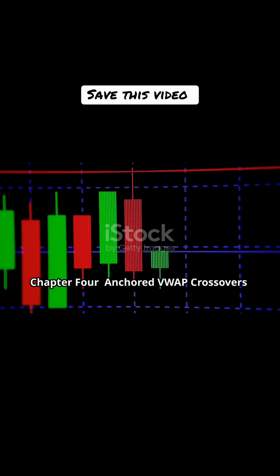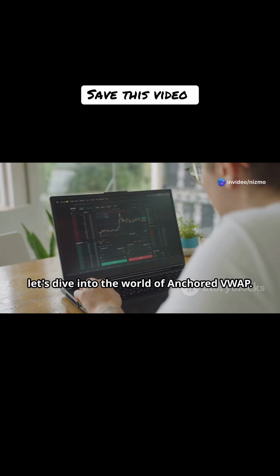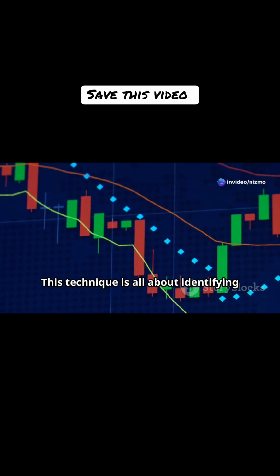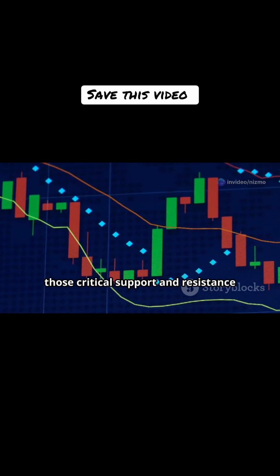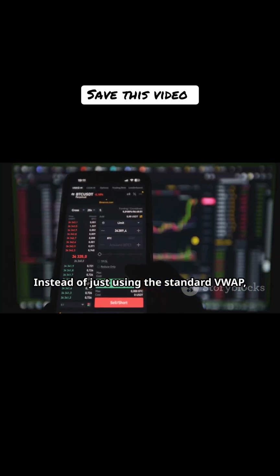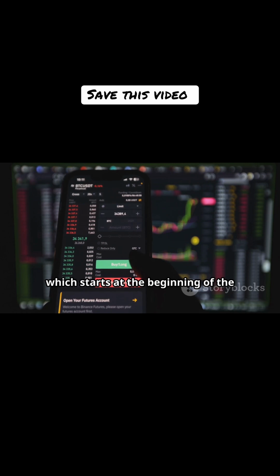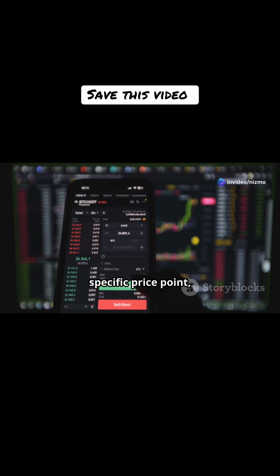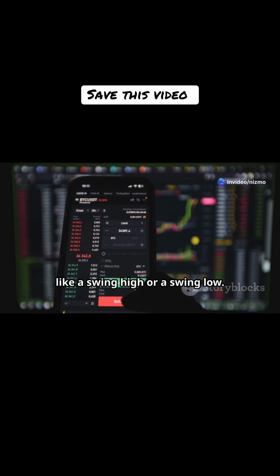Chapter 4, Anchored VWAP Crossovers, Mastering Key Levels. Now let's dive into the world of anchored VWAP. This technique is all about identifying those critical support and resistance levels that the market respects. Instead of just using the standard VWAP, which starts at the beginning of the trading session, we're going to anchor our VWAP to a specific price point, like a swing high or a swing low.